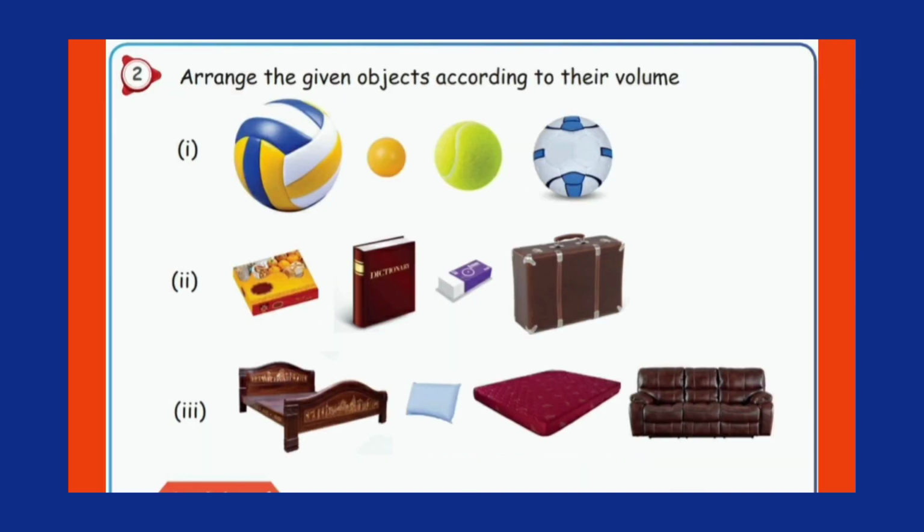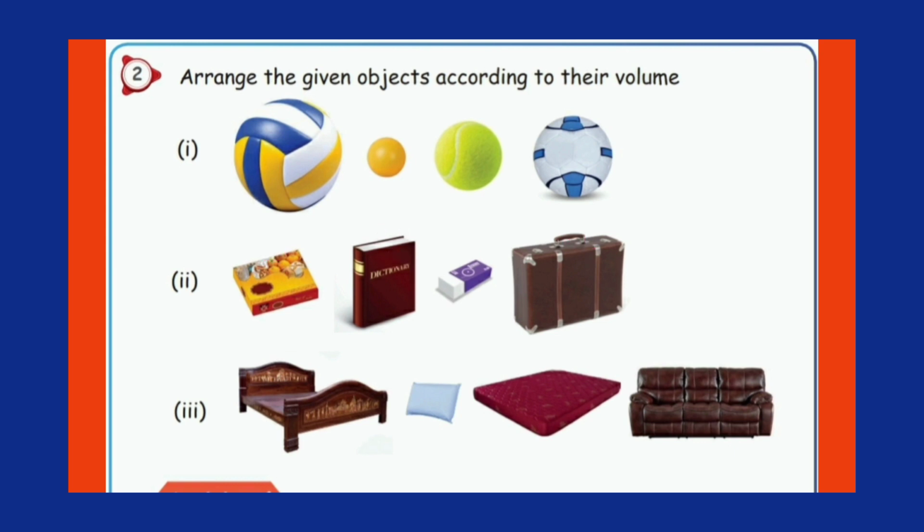Second sum, arrange the given objects according to their volume. So we have to arrange from small volume to big volume. First one, the smallest occupied space, yellow color ball. Second one, green ball. Third one, white ball. Fourth one, yellow and blue mingled ball. Second sum, violet color box. Next one, book. Next, yellow color box. Next, brown color box.